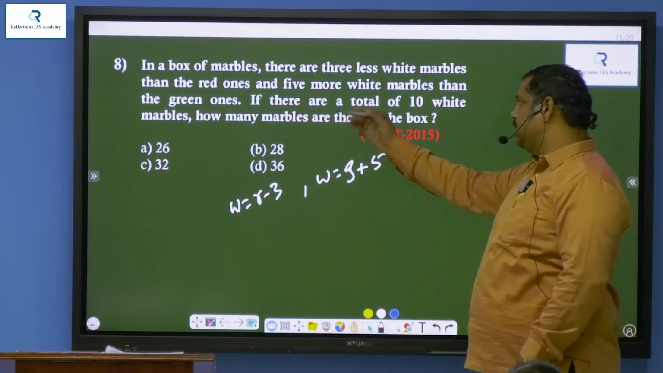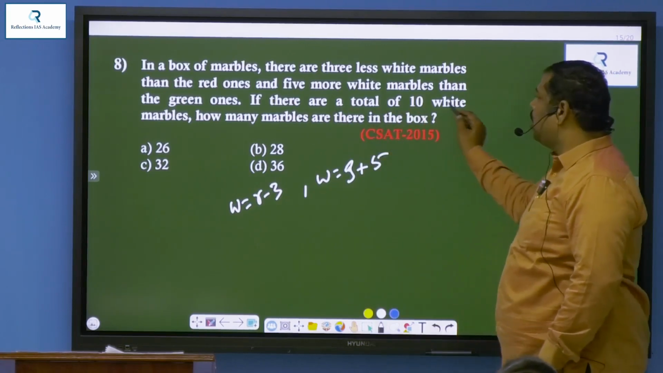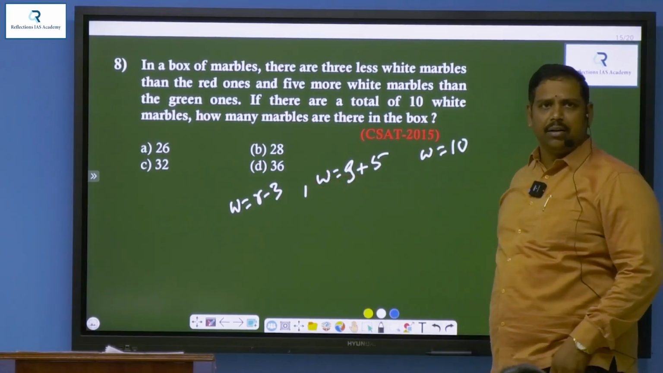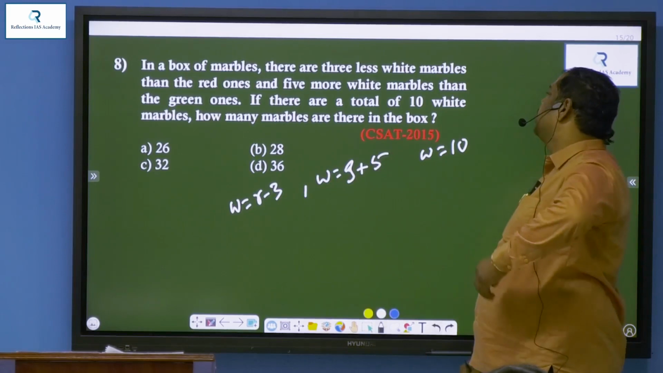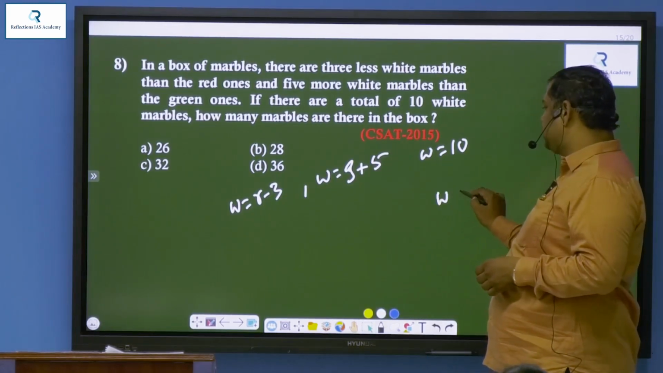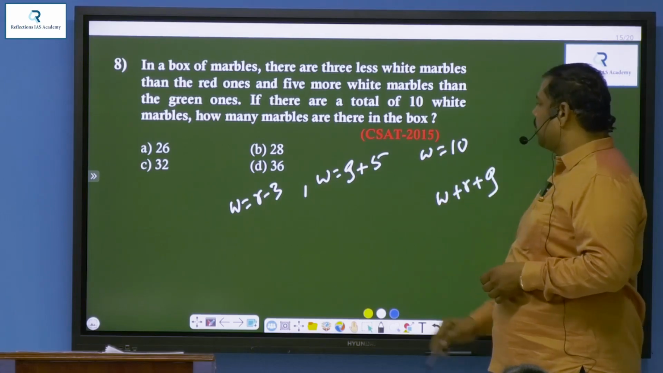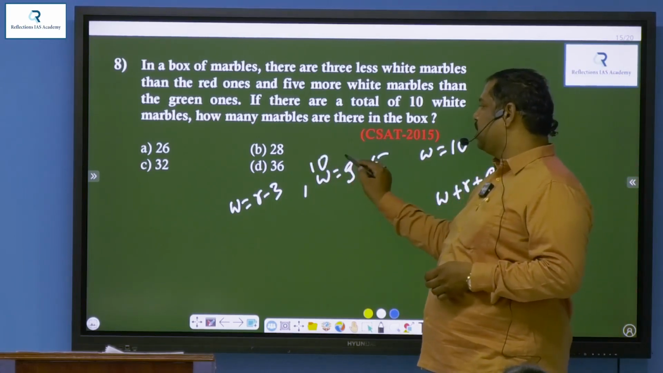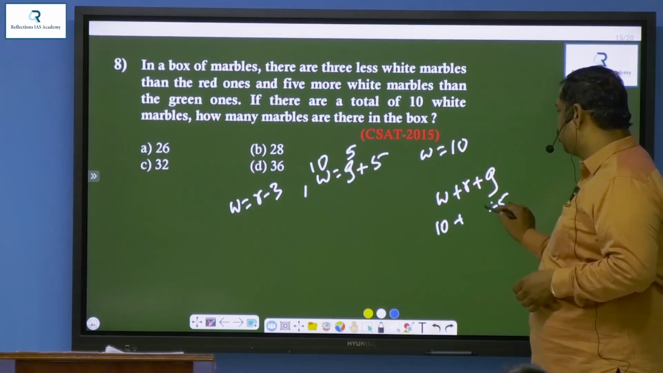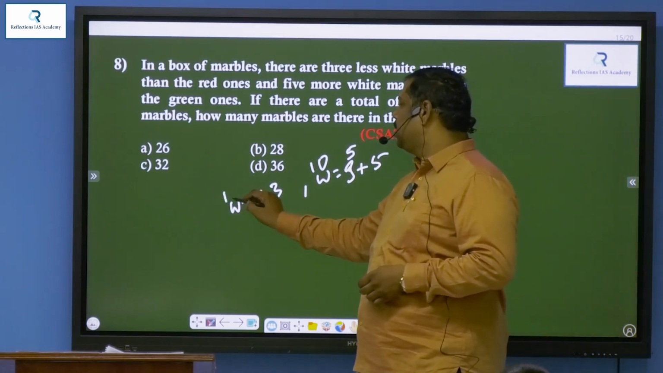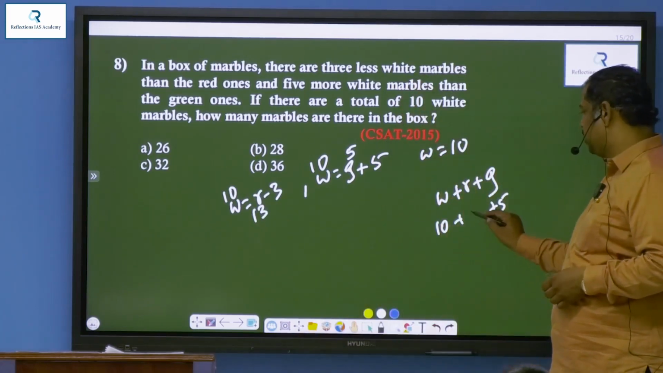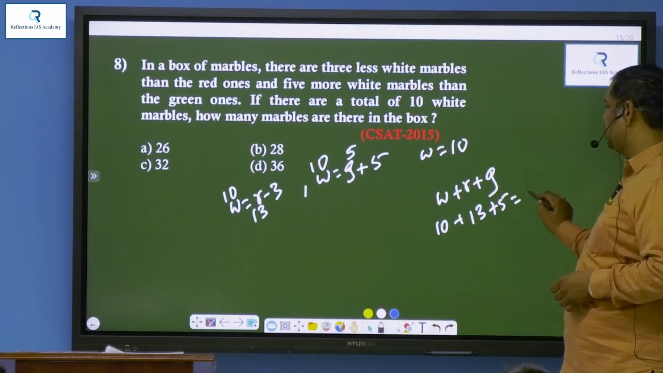Okay. Then next, if there are a total of 10 white marbles, if I substitute here, I'll get red and green. He is asking how many marbles are there in the box? Total marbles means I want white plus red plus green. G plus 5 is 10. What is the value of G? 5. W is 10, G is 5. Now I have to go for red. White are 10. R minus 3 is 10. R is how much? 13. So red are 13. So total 18 plus 10 is 28.